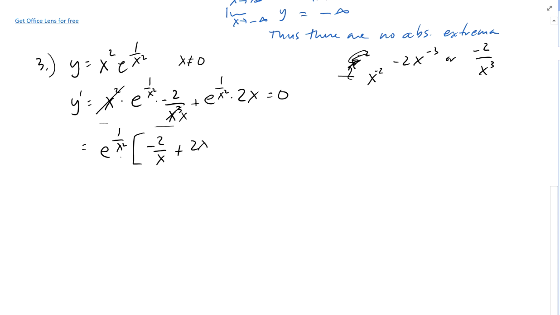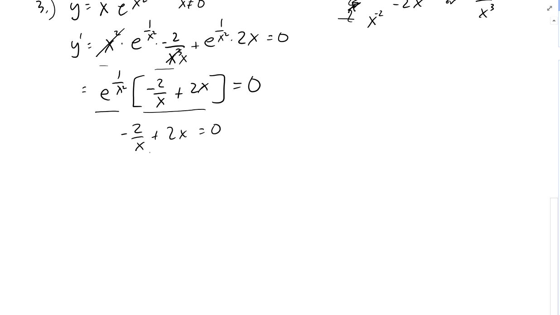Now I actually could have factored a 2 out as well, but I didn't catch it before I wrote it down, so I'm just going to leave it there and recognize that this right here can never be 0, so that could be 0. So I've got negative 2 over x plus 2x equals 0. I'm going to solve that for x, so I'll multiply both sides by x. So I get negative 2 plus 2x squared equals 0. 2x squared equals 2. X squared equals 1. X equals plus or minus 1.